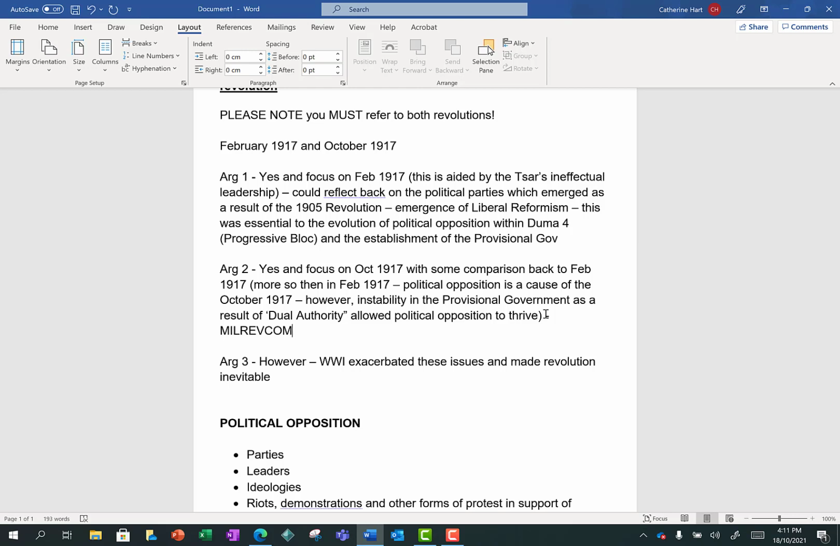My third argument is going to be, however, the whole situation is exacerbated by World War I. Okay? In both instances, the Tsar and the provisional government refused to get out of the war, and that created a powder keg situation. One more thing before I go.